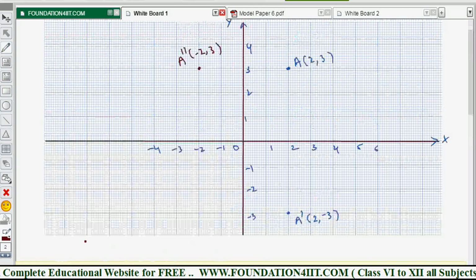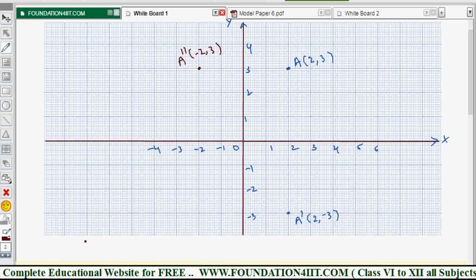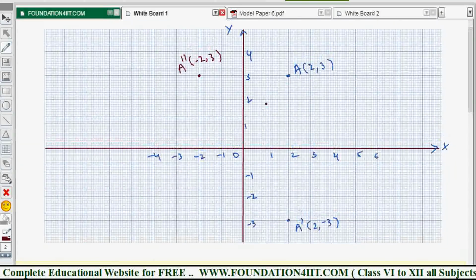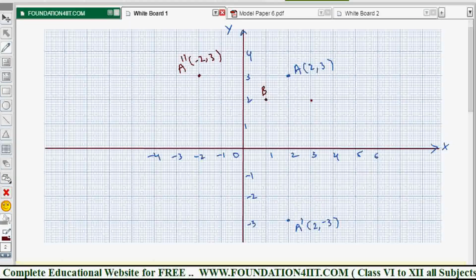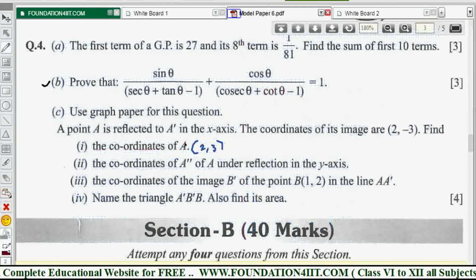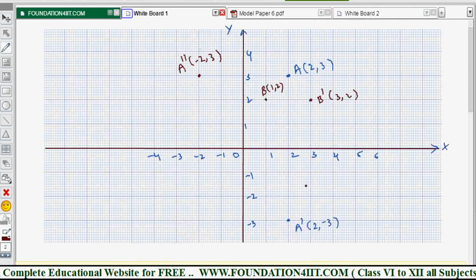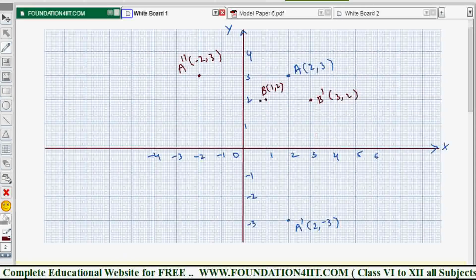So B is 1 comma 2. B is given 1 comma 2 and B dash is 3 comma 2. Now they are asking to name the triangle A dash, B dash and B. A dash is here, B dash is here, B is this.